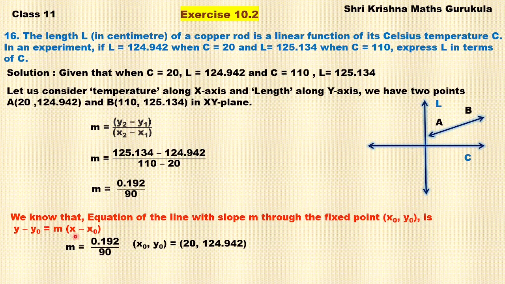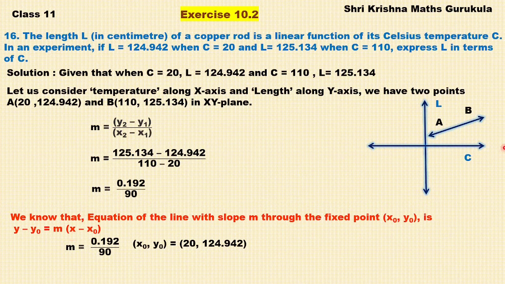Now we will substitute these two values in the standard form. But there is one more thing to be considered here. We will not retain x and y. Why are we not retaining? Because along the x-axis we have taken temperature. For the y-axis we have taken the length of the copper rod. So we will be replacing x and y by C and L. Is this clear? So instead of having an equation in terms of x and y, we will be having an equation in terms of C and L in this particular case. Hope it is clear, students.